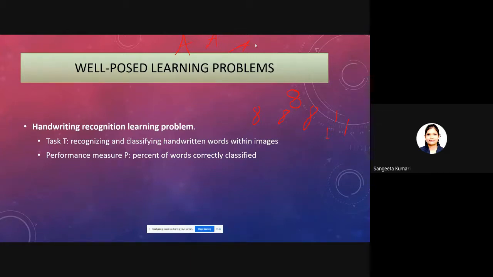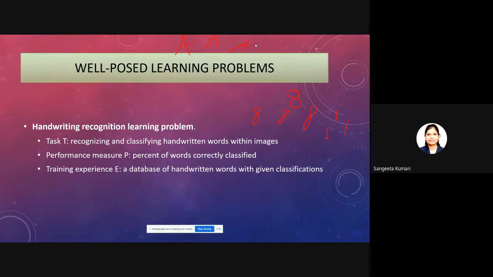Now coming to the performance, how are you going to measure the performance? It is going to be a percentage, how much percentage of those words we have identified correctly, so that we can put it as the performance measure.